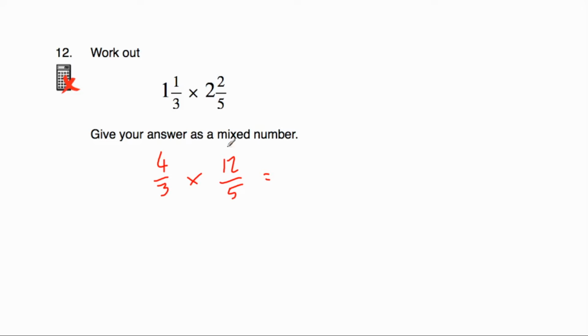So we've got 4 thirds multiplied by 12/5. Now we can just multiply them. So we can just multiply the two numerators and multiply the two denominators.